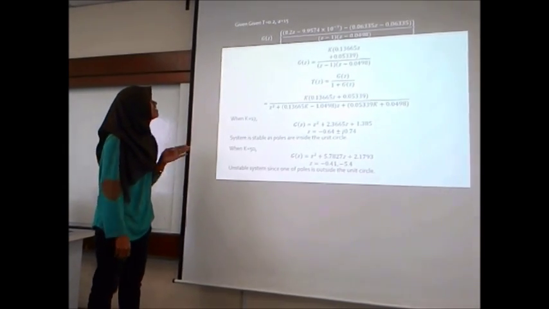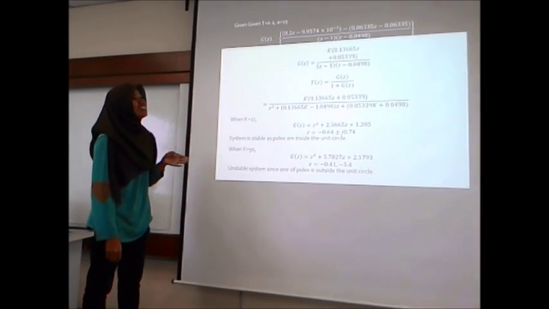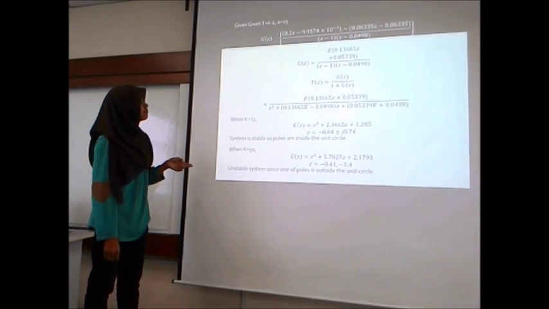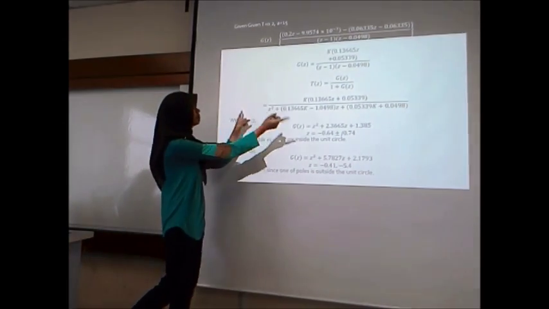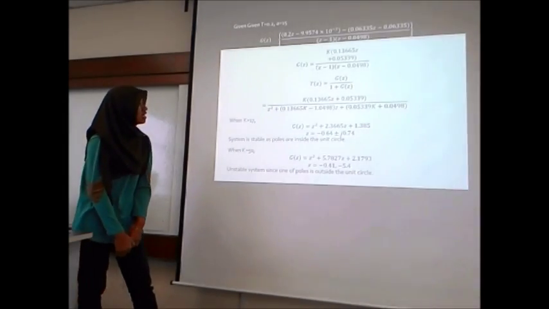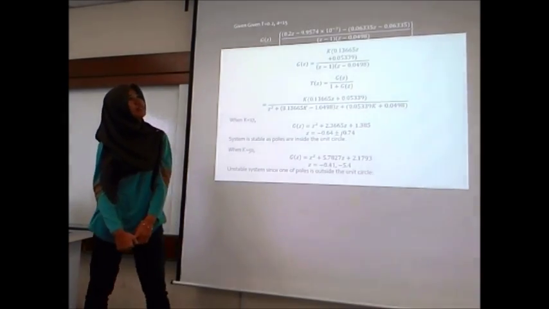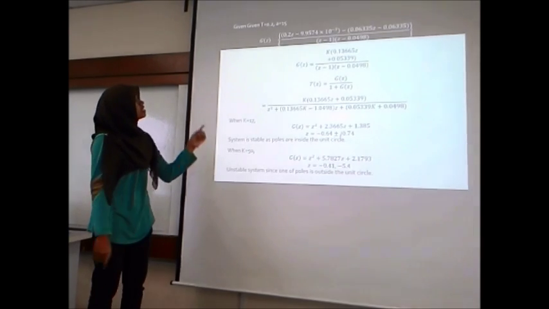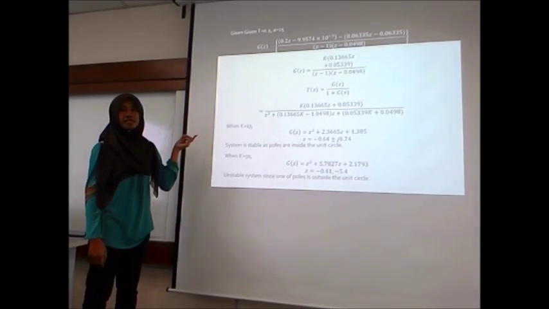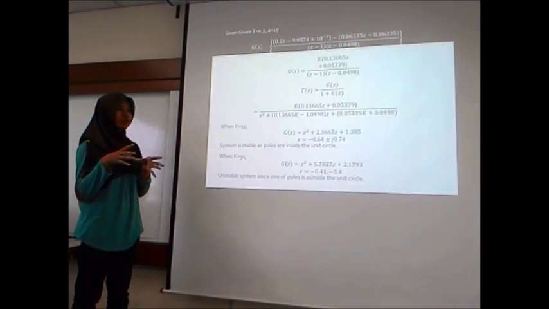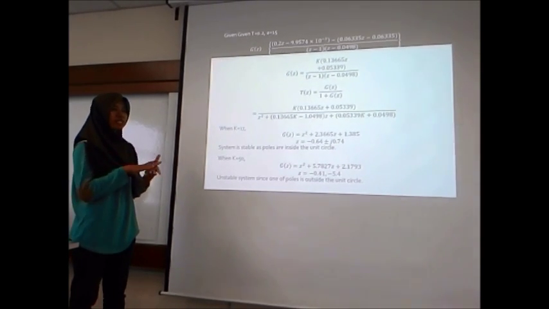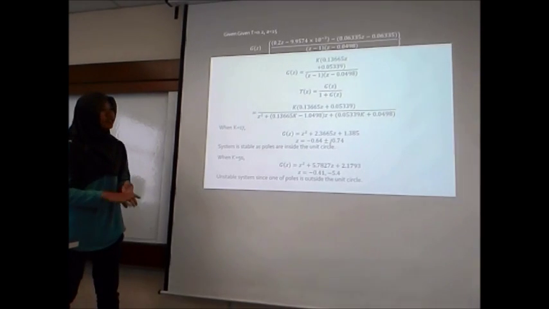Then we substitute the value of T and A in the Z plane transfer function. Then we get this form of equation. From this we can obtain the transfer function for our closed loop digital missile project.